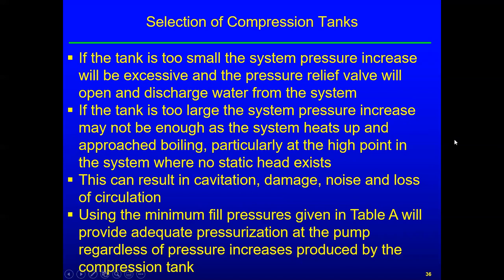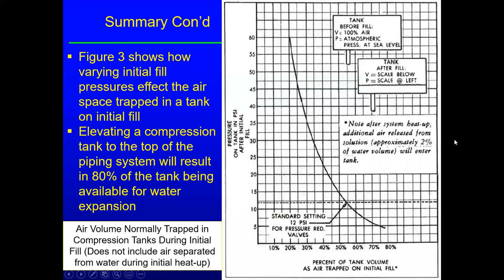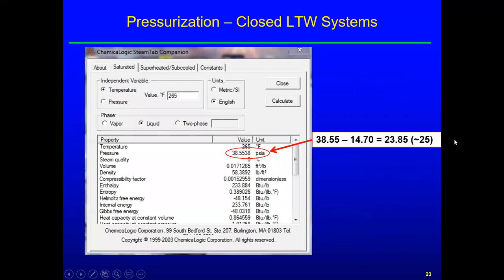Using the minimum fill pressures given in Table A will provide adequate pressurization at the pump regardless of pressure increases produced by the compression tank. That last bullet says that some people potentially increase the cold fill pressure at the top based on how hot the system's going to be, and just rely on the compression tank pressure increase to handle the protection of the pump, but it does not recommend doing that. That's why we had that Table A someplace back. There we go. That was Table A.